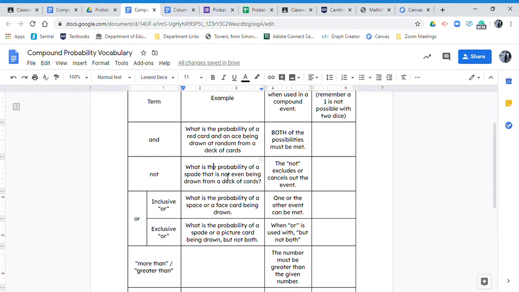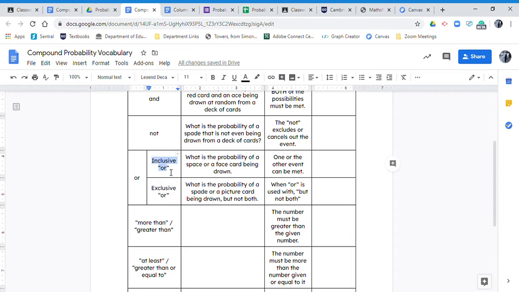What's the probability of a spade that is not even being drawn from the deck of cards? It must be a spade, but it is not even, so all the even cards are canceled out. An ace, a 3, a 5, a 7, a 9, the jack, and the king would all be counted. The queen is sometimes considered a 12, so I would consider that as well, and that helps you figure out that one. So "not" excludes or cancels out that event.